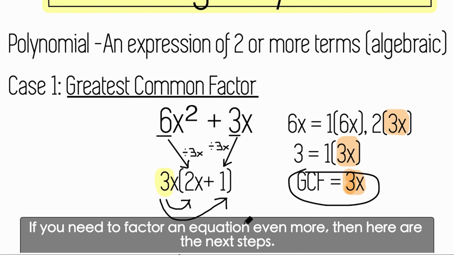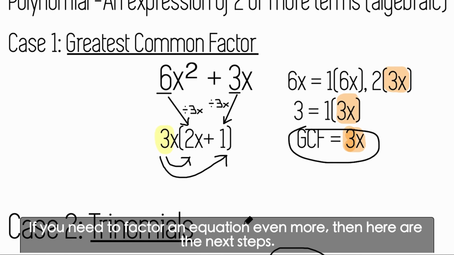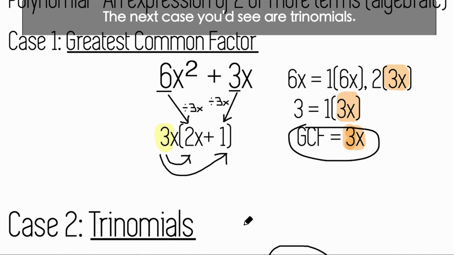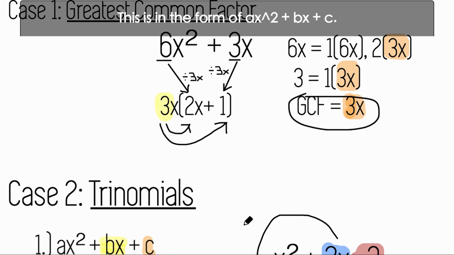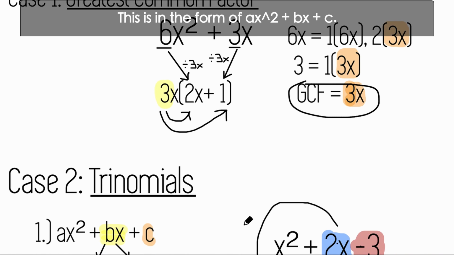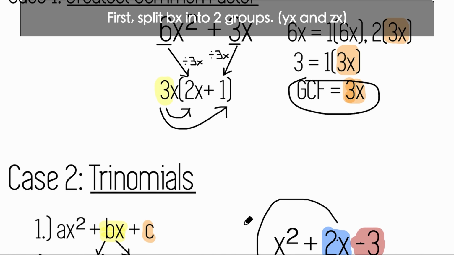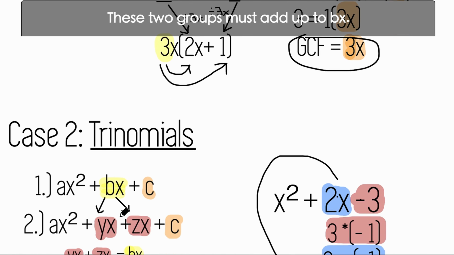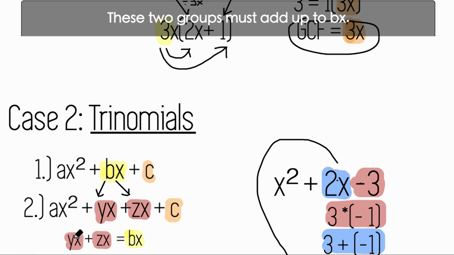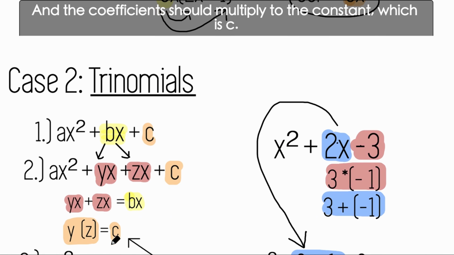If you need to factor an equation even more, then here are the next steps. The next case you'd see are trinomials. This is in the form of ax squared plus bx plus c. C is a constant. First, split bx into two groups. These two groups must add up to bx, and its coefficients should multiply to the constant, which is c.